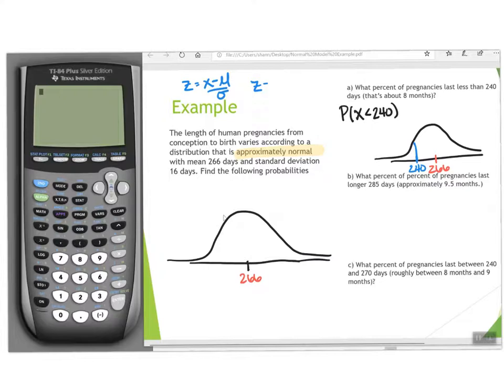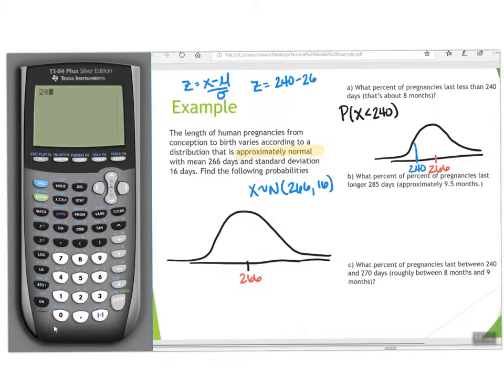And here our parameters for this curve are x follows a normal distribution with a mean of 266 and a standard deviation of 16. So z is equal to our x, in this case 240, minus the mean, which is 266, and we divide that by the standard deviation, which is 16. And we get a z-score of negative 1.625. Why is the z-score negative? Because notice the 240 falls less than the mean.